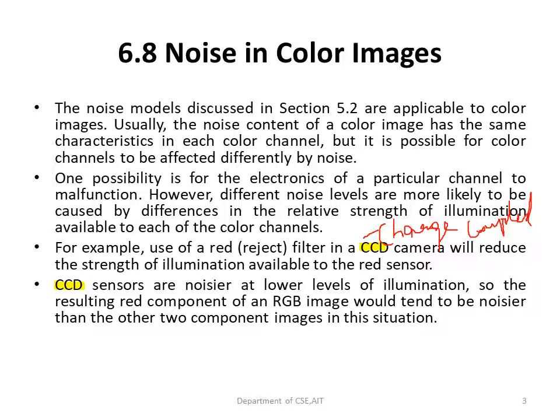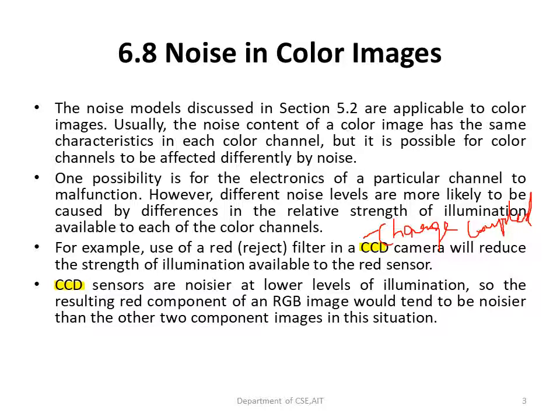images also. The noise content in any color image will have some characteristics with respect to its color channel. And this color channel will be affected differently by different types of noise. For example, if one particular noise collection method is by making use of electronics, that means if I am using some electronic gadget, then for that particular channel, if it is going to malfunction, that means the electronic device is not going to perform properly, then what happens? The noise levels will be included.